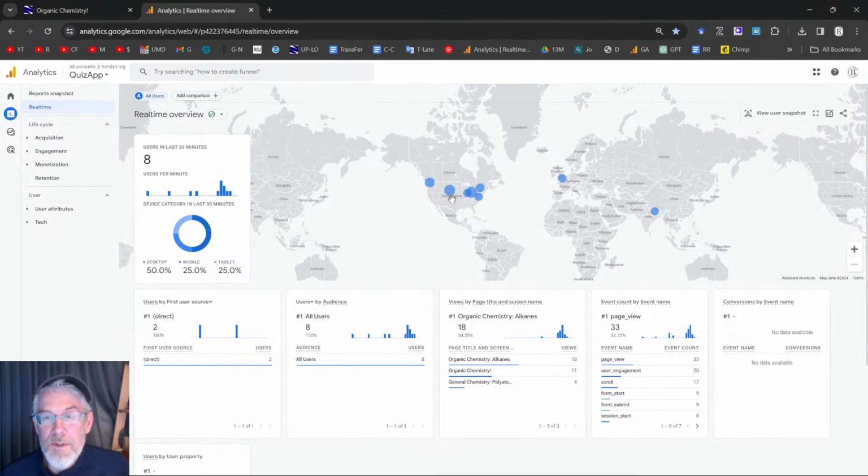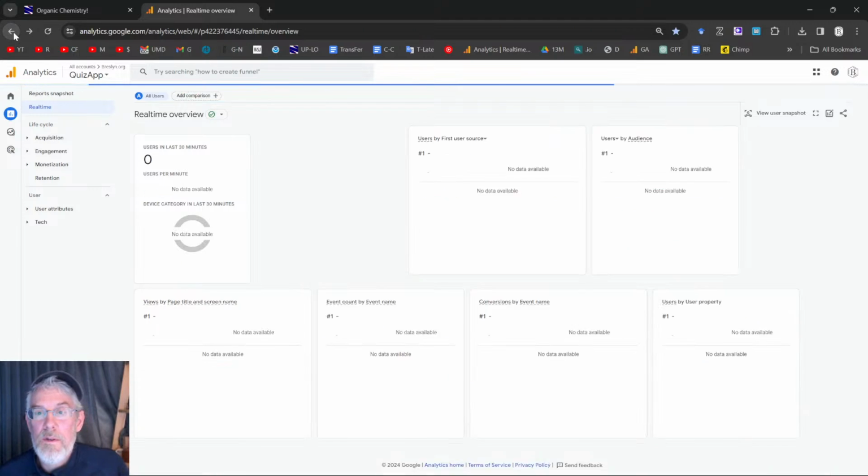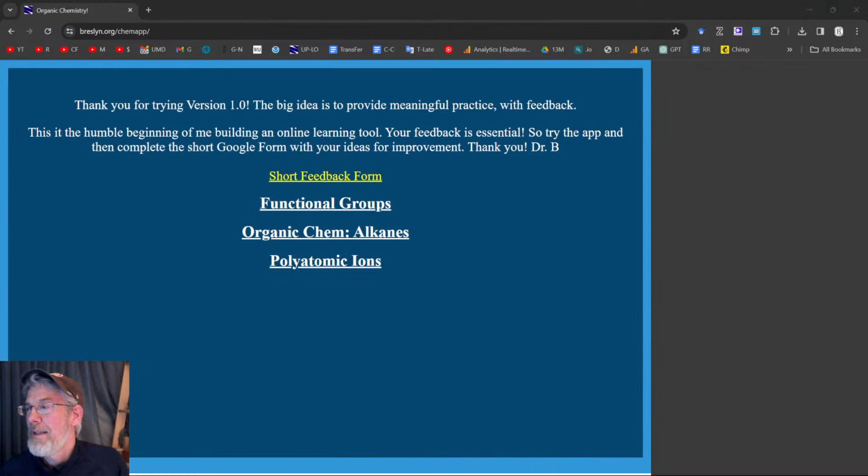All right, here we go back to, let's look at our map here. We have 8 people using the app. Now we have someone from, what country is this? Whoa, what just happened? Croydon. And then someone from Kathmandu. Oh yeah, you were here last time. I remember that. Kathmandu. Very cool.